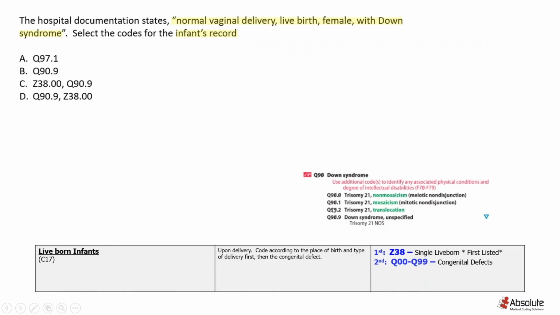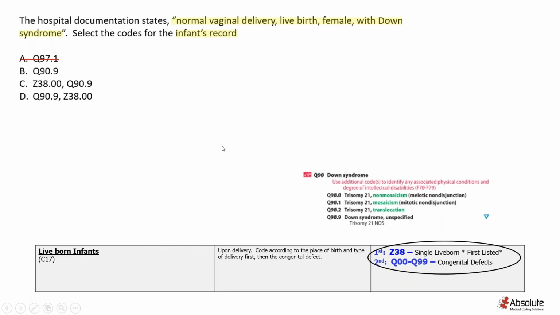The correct answer for this last question is going to be option C. We have a normal vaginal delivery, live birth, female with Down syndrome, and we are going for an infant's record, right? You guys captured that guideline very well. I can see you placing answers in the chat along with the guideline. So, as you all said, we are going to code for a live born infant, and the guideline says upon delivery, code according to the place of birth and type of delivery first, then the congenital defect. The guideline is C17. So first we have to code Z38 followed by the codes from the code series Q00 to Q99. That's for congenital defects. And we had Down syndrome in this scenario, right?